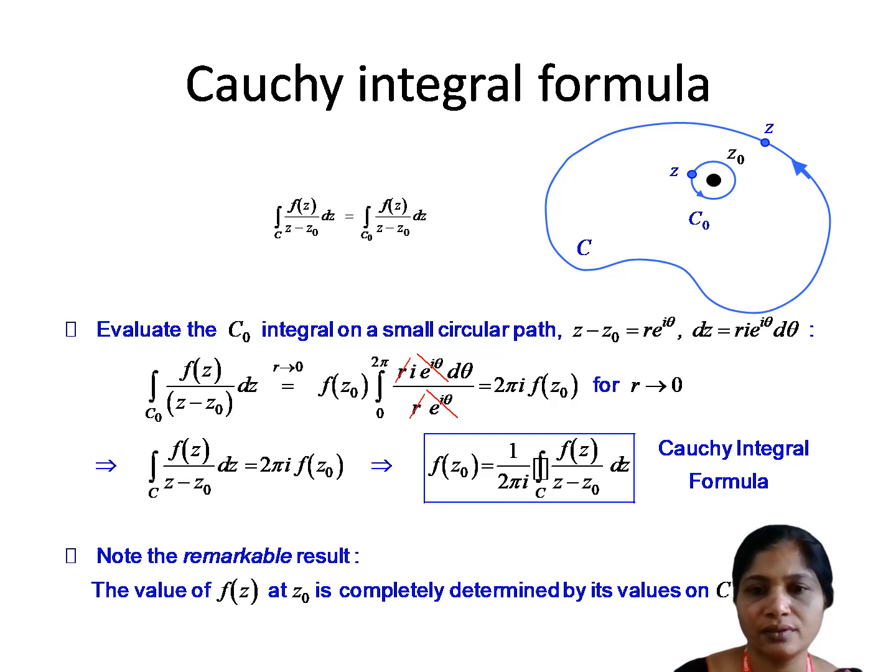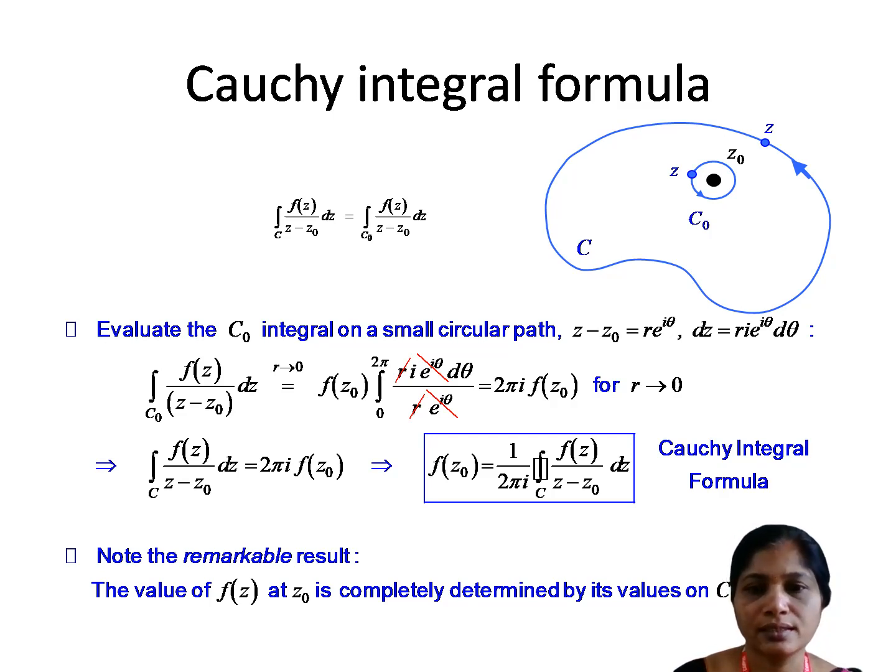That is f(z₀) times the integral from 0 to 2π of R i e^(iθ) dθ divided by R e^(iθ). Here the numerator and denominator parts cancel. We get 2πi times f(z₀), as R tends to 0. That is, the integral over C of f(z) by (z minus z₀) dz is equal to 2πi times f(z₀).